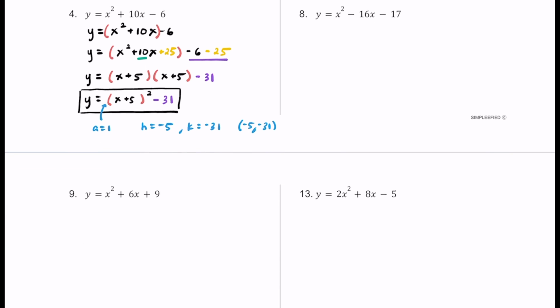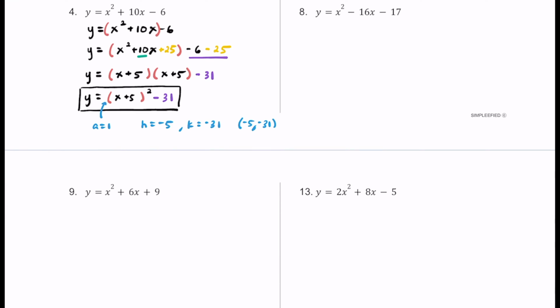Here's number 8. If you want to, go ahead and pause and try this one on your own. I'm going to speed up the process just a little bit here. So here's the equation copied down again. I'm just going to go ahead and group the first two terms. Then you can see I've spaced them out a little bit more so we could actually complete the square.